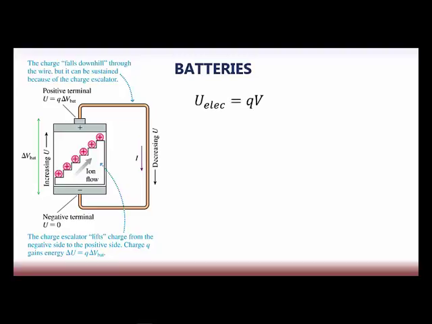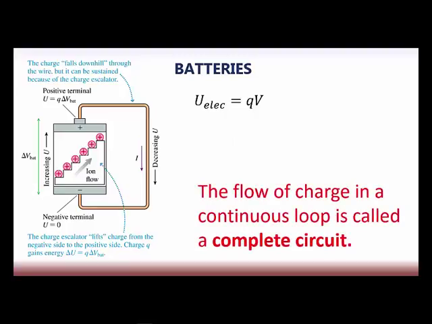Now we know that the electric potential energy is equal to the charge times the electric potential, or voltage, much like the gravitational potential energy was equal to mass times gravity and height. We can now say that the flow of charge in a continuous loop is called a complete circuit, and that is where we are headed to in our final chapter.